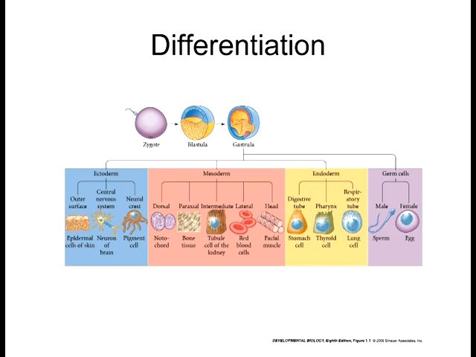Now let me show you again just an illustration. There are three colors, well, four actually, that you should be familiar with that you're going to see throughout your textbook. In the differentiation process, we concern ourselves primarily with three main colors: blue, red, and yellow. So what do these colors represent? Well, blue is typically used to represent what we call the ectoderm.